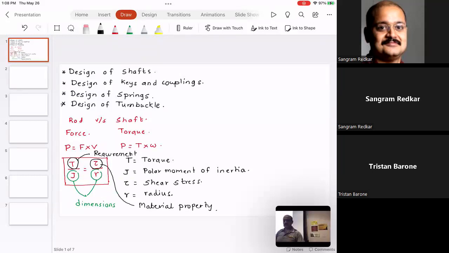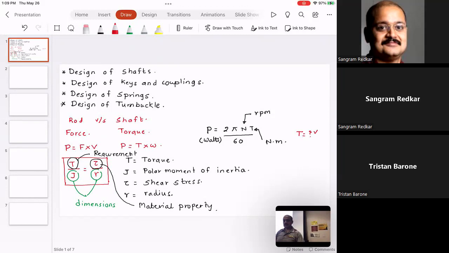Now, what it means is the torque value would be given to us, either directly or indirectly. What does it mean? Sometimes they would specify power is equal to 2 pi N T divided by 60, where P is the power in watts, N is the speed in RPM, and T is the torque in Newton meter. So if power is given to us and RPM is given to us, we can find out the value of torque from this equation.